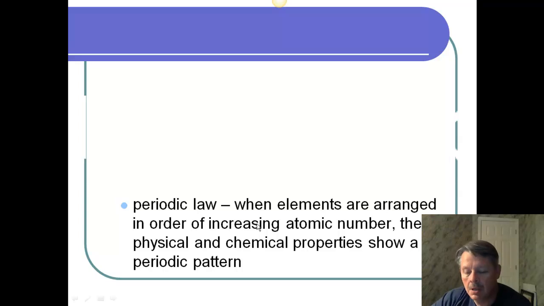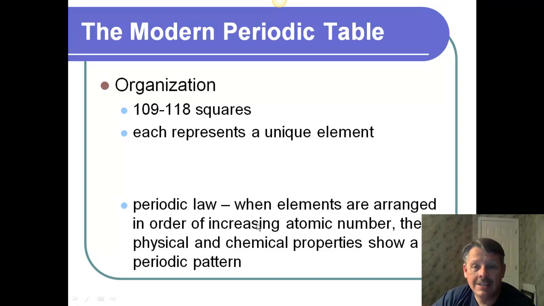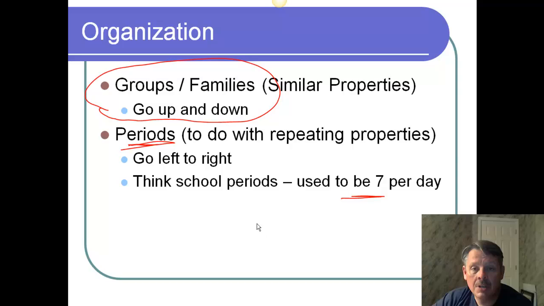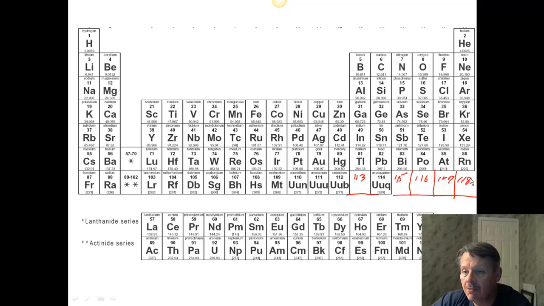Okay, so the organization of our periodic table is that it has 109 to 118 squares. Now if you look back at our periodic table, it really does have 118 squares. Now you'll notice there's some down here that never got filled in. And for whatever reason on this particular periodic table they haven't filled these in. When this periodic table was made, they didn't have an element 113 or 115 or 116 or 117 or 118. And frankly, they still don't have some of those. They're still trying to create them.